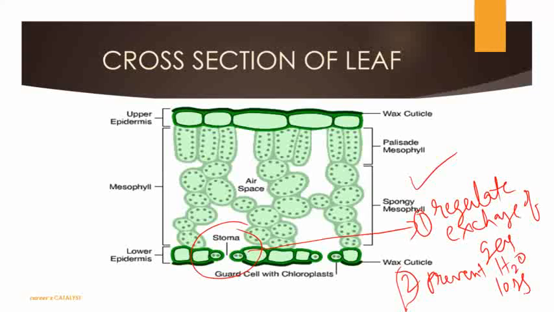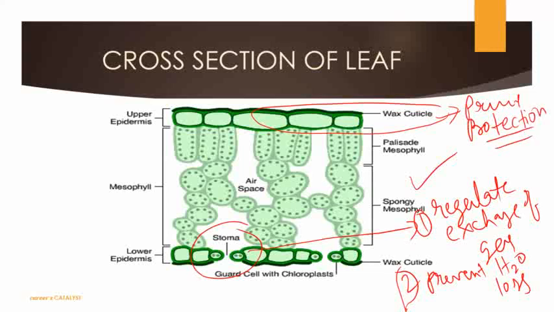Now we will talk about the layers of this particular leaf. As you can see, this is the waxy coating. This is the uppermost part of the leaf. This waxy coating is basically for the protection of the leaf. It provides protection to the leaf. It also controls the exchange of gases and the loss of water.